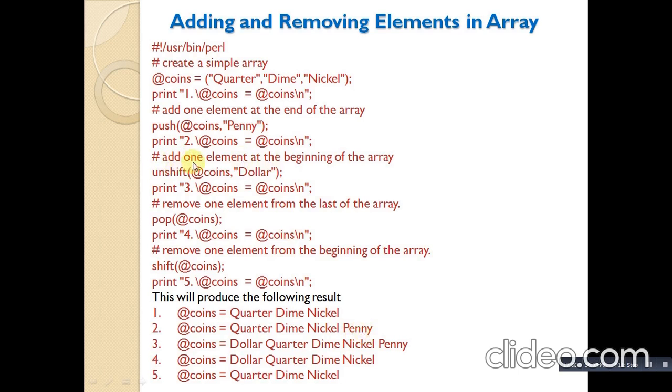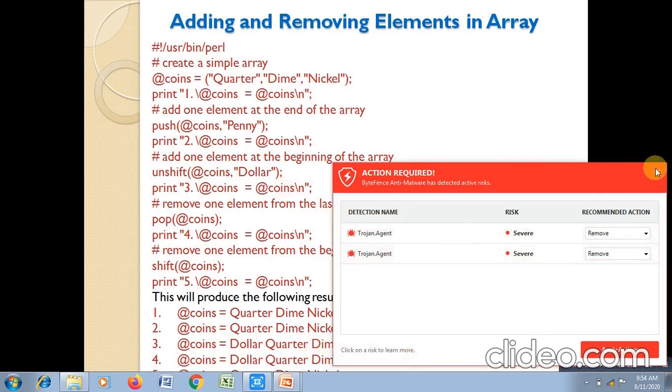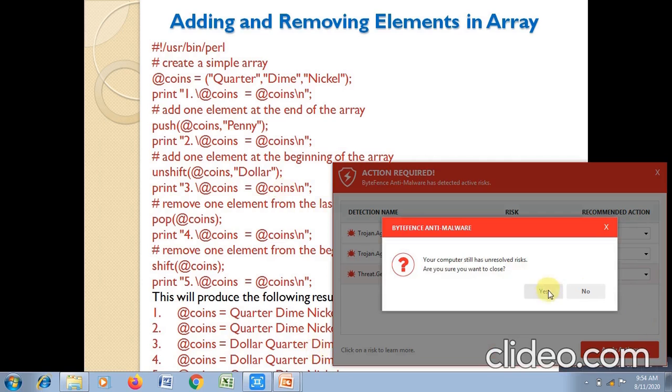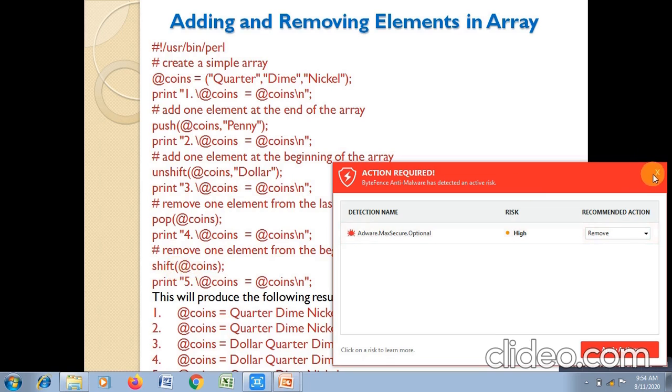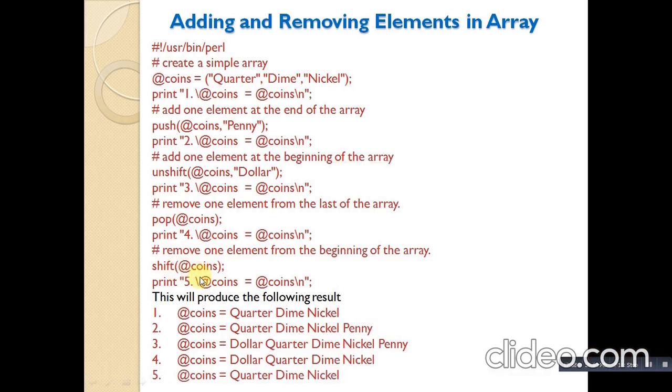Now go to the third example, that is unshift. In unshift, what happens? If I add this dollar, the dollar will be added first, and the rest of the elements take their place. Sorry for the disturbance. Now in the fourth you can see shift. Shift means it will remove the first element, that is dollar, and you can see quarter, dime and nickel.